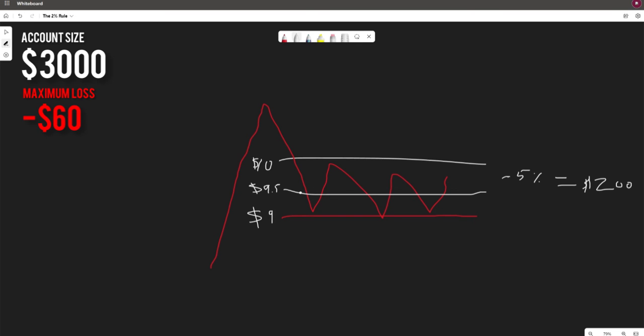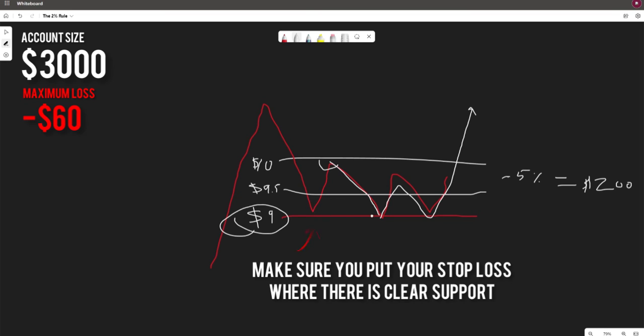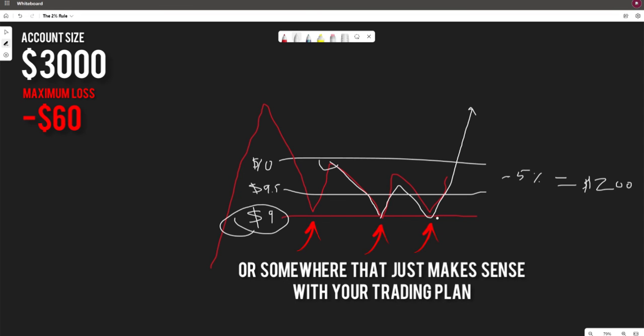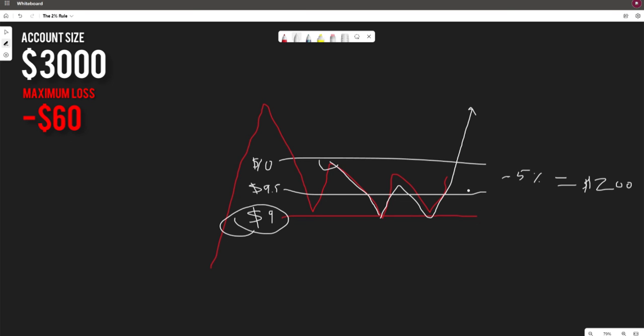But then let's say you bought it up here and then it breaks down and it hits your stop loss right here. Right? You're going to stop out and you're going to lose $60. But then the stock starts bouncing at 9 and then it rips. Then you're going to be like, oh, why did I stop out? I missed on a ton of money. But that's because you didn't put the stop loss in the correct place. You got to make sure it's at a place where there's clear support or somewhere that just makes sense with your trading plan. You don't want to put a random number as your stop loss because then you're just going to end up getting stopped out anyways.